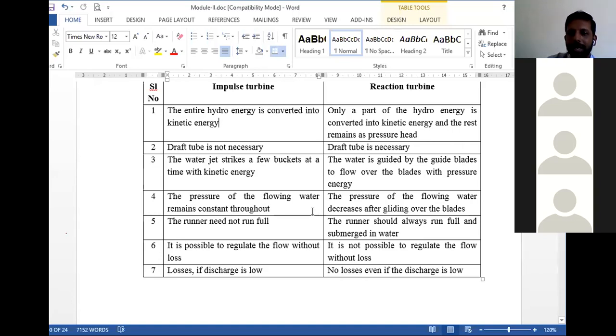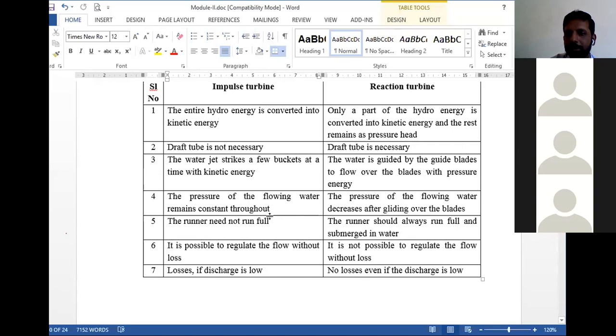So what happens is that the pressure is going to be high at some points and low at certain points. So that is going to be there in a reaction turbine. This fifth point is the same as the second point itself, that is the runner.